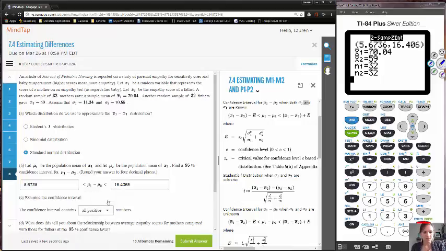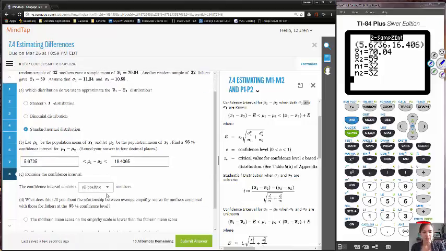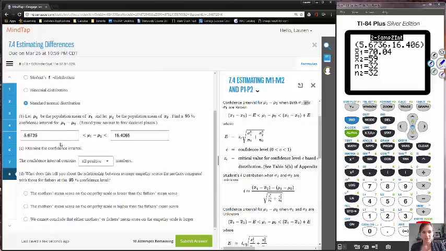Now, because this interval contains all positive numbers, it would lead us to believe that the first sample or population mean is larger than the second population mean, because we have a positive difference when we make the subtraction between the two. So that means that if mothers are the first population, we expect their empathy scale to be higher than the fathers to create this always positive difference.